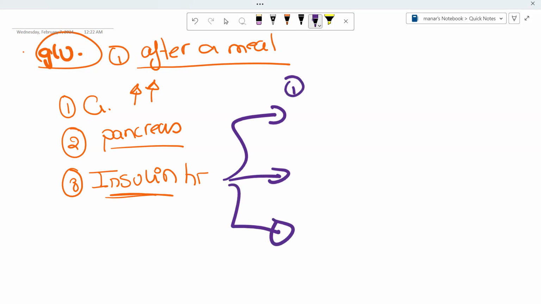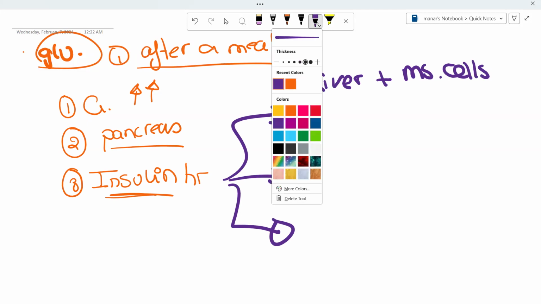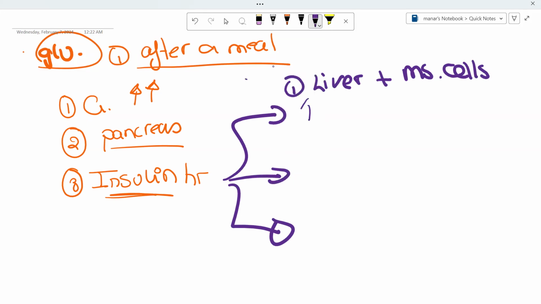Step number one, the insulin will go to the liver and the muscle cells, or all the cells of the body, and it will encourage them to increase the glucose uptake so that the glucose can be used in respiration. It will tell them, please take this excess glucose and burn it in respiration. What if you are lazy, sitting on the couch, and not burning the glucose that you're eating? What will the insulin hormone do?